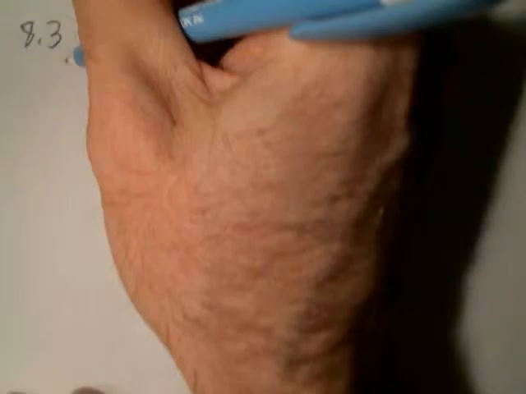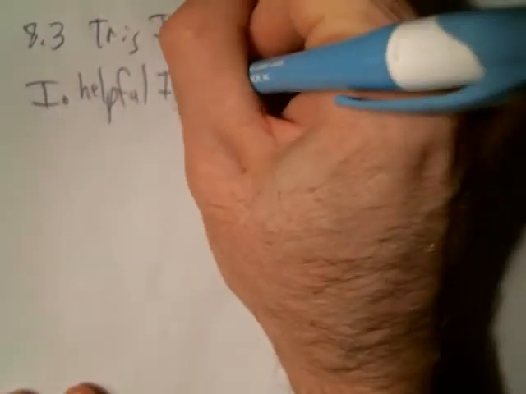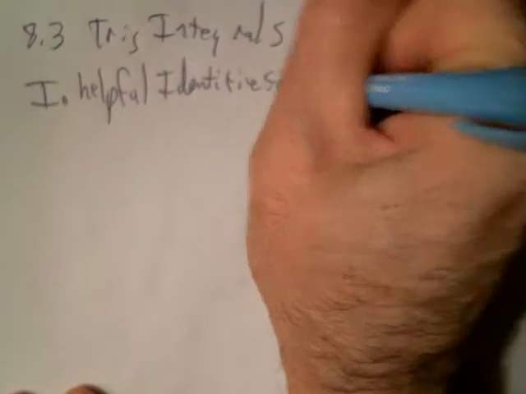Section 8.3, you're dealing with trig integrals, right? So begin with your identities. I presume you know the reference angles for the trig functions, like the sine of pi over 3 is radical 3 over 2. I also presume you know that tangent is sine over cosine, cosecant is 1 over sine, secant is 1 over cos. I assume you know all that stuff, okay?